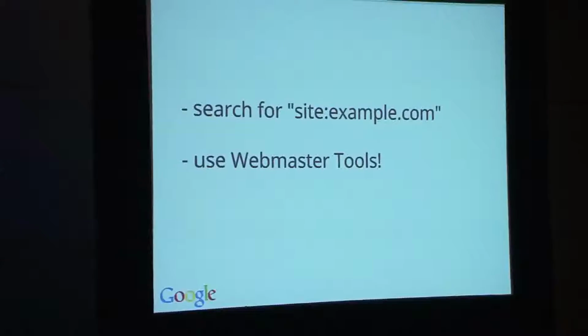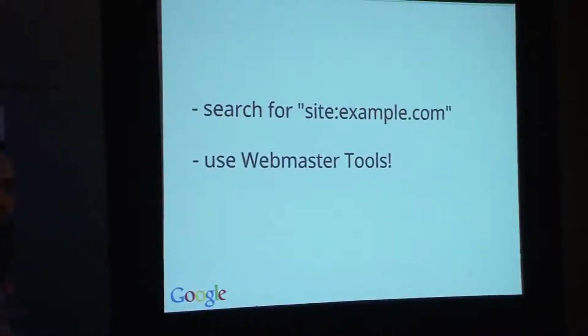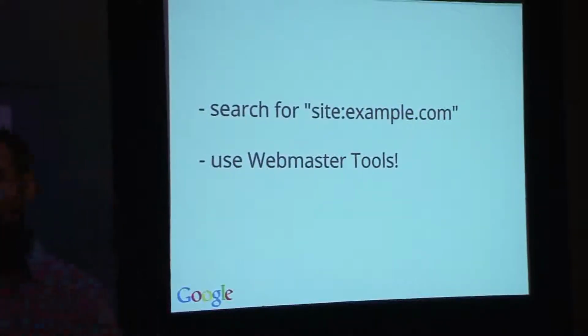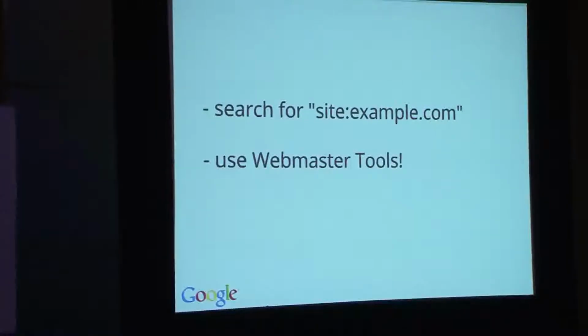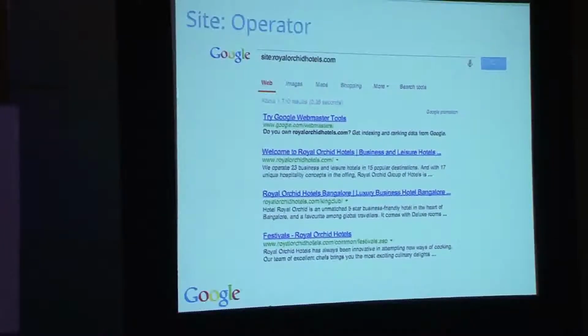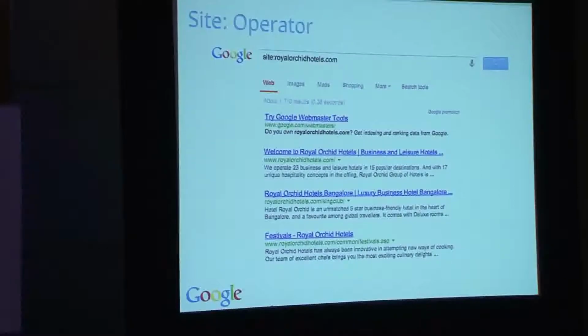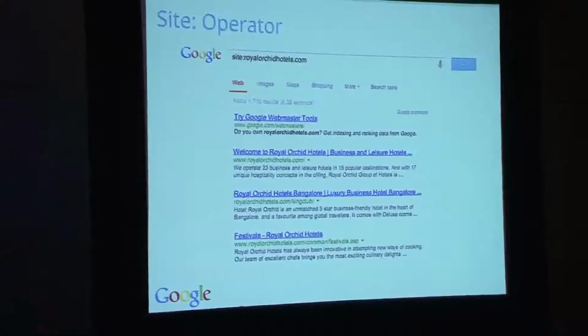The other thing, as I mentioned, is Webmaster Tools. Webmaster Tools also has a lot of information about indexing, right? About your pages, how they are indexed, how many pages from your website are indexed, what problems Googlebot is having in indexing your pages, and so on and so forth. So this is the site colon operator at work. I typed in site colon Royal Orchid Hotels, and I got this. So basically the website is indexed, which is good, and I see the results from that website.